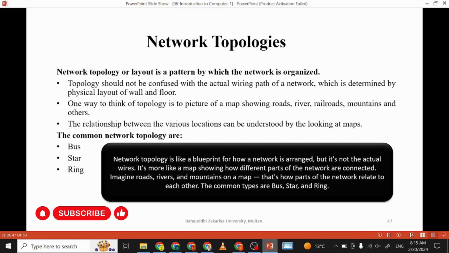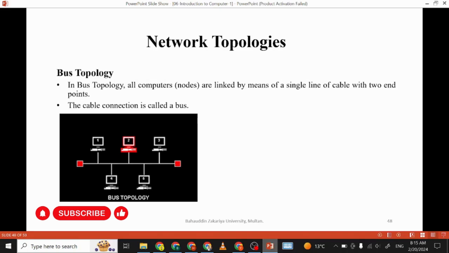Network topology is like a blueprint for how a network is arranged, but it's not the actual wires. It is more like a map showing how different parts of the network are connected. Imagine roads, rivers, and mountains on a map. That's how parts of a network relate to each other. The common types are bus, star, and ring.